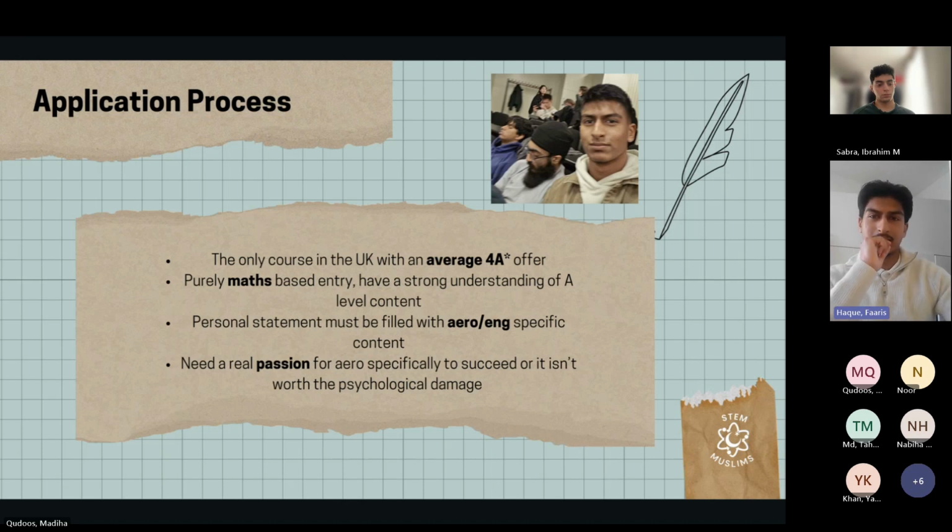And at the top, you can see some of my boys sleeping in lecture, just to show you that it doesn't matter. Everyone in this course is still a real person. They're not all insane geniuses. It's normal people who get in. Next slide.